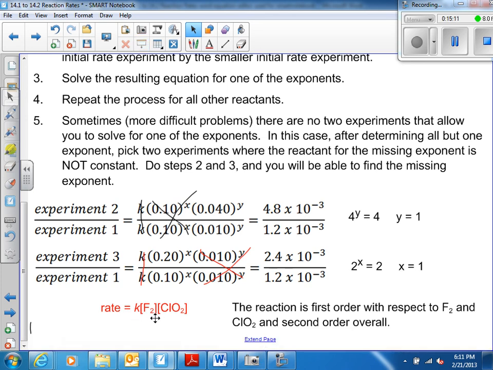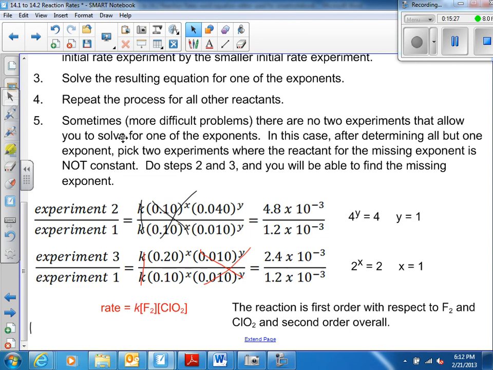Rate is K, F2 to the 1. You don't have to put the 1 up there, it's implied. ClO2 to the 1. First order with respect to F2 and ClO2. Second order overall because we add the exponents. Next time we're going to learn about how to solve for K.